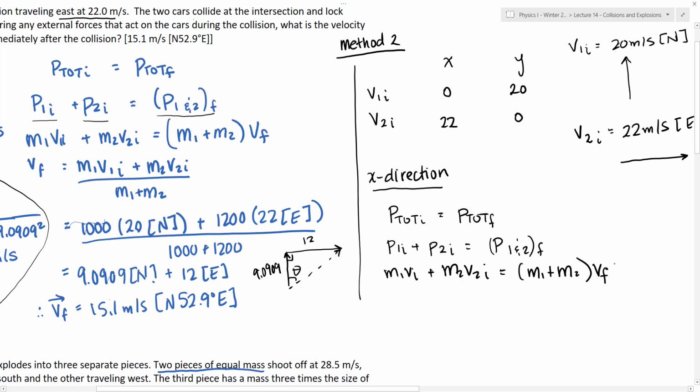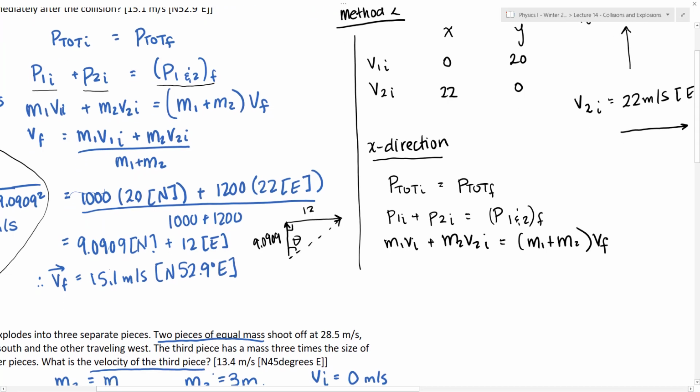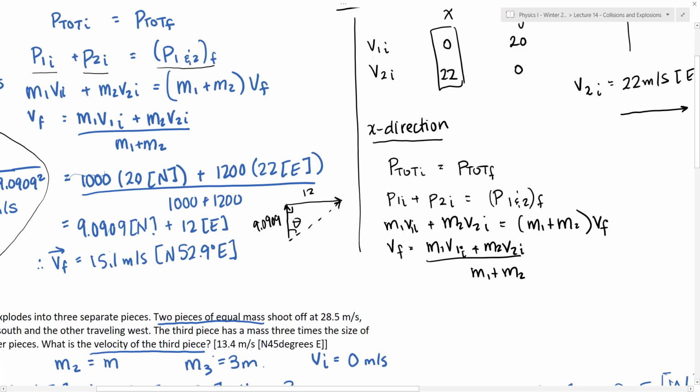Okay, so far this looks exactly like the other method I was doing. I can solve for my V final, and I get M1 V1 initial plus M2 V2 initial over M1 plus M2. Okay, but now I'm only worrying about my x components. So my V1 and my V2, this is V1 initial and V2 initial. I'm only using the x components, so just these two values here. So that's what I'm going to plug in here. So this is really my x component of my V final, okay?